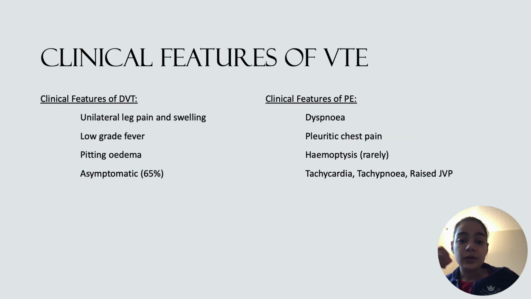So what are the clinical features of VTE? So the first, for DVT, we have unilateral leg pain and swelling, a low-grade fever, pitting edema, but actually a lot of patients are asymptomatic. And what about a pulmonary embolism? These patients will be short of breath with pleuritic chest pain. Haemoptysis is rare but possible, and they may also have a high heart rate, a high resp rate, and an elevated JVP.